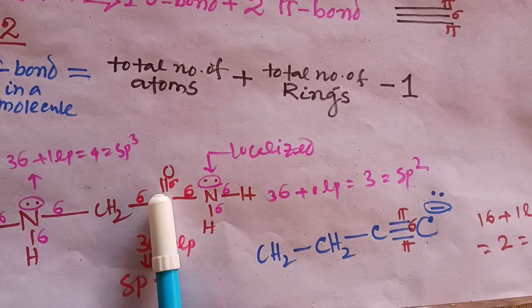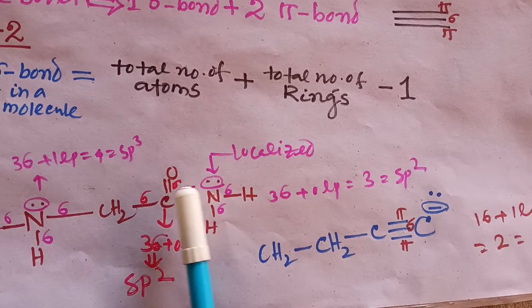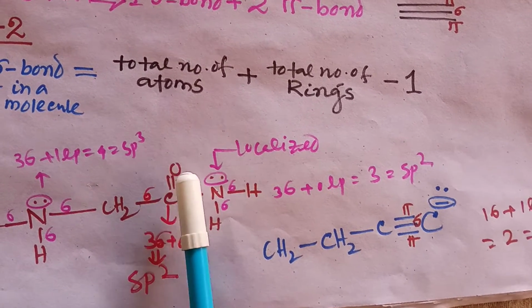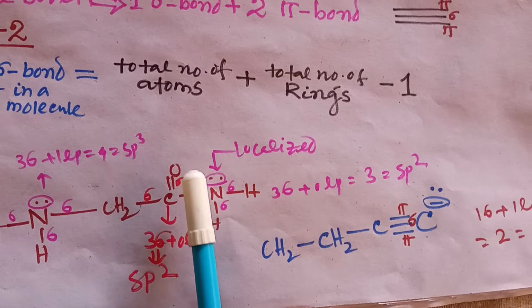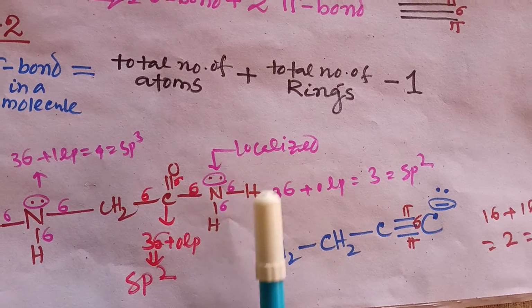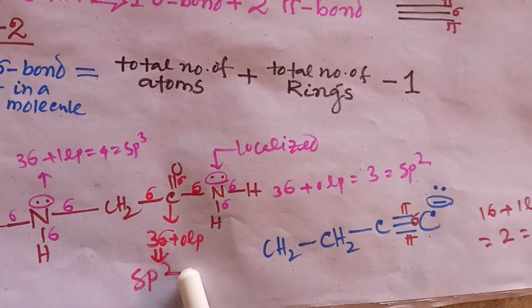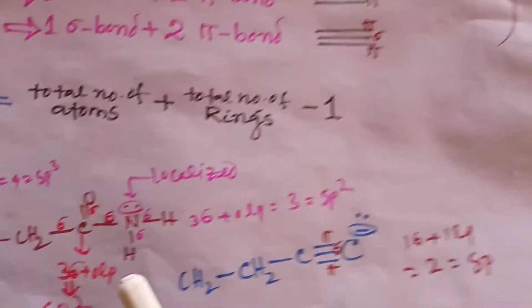Similarly, for the hybridization of this carbon: this is a sigma bond, this is also sigma, and that is a double bond, that means 1 sigma and 1 pi. So the total number of sigma bonds will be 3, and carbon has no lone pair, so lone pair plus sigma bonds equals 3, so the hybridization will be sp2.